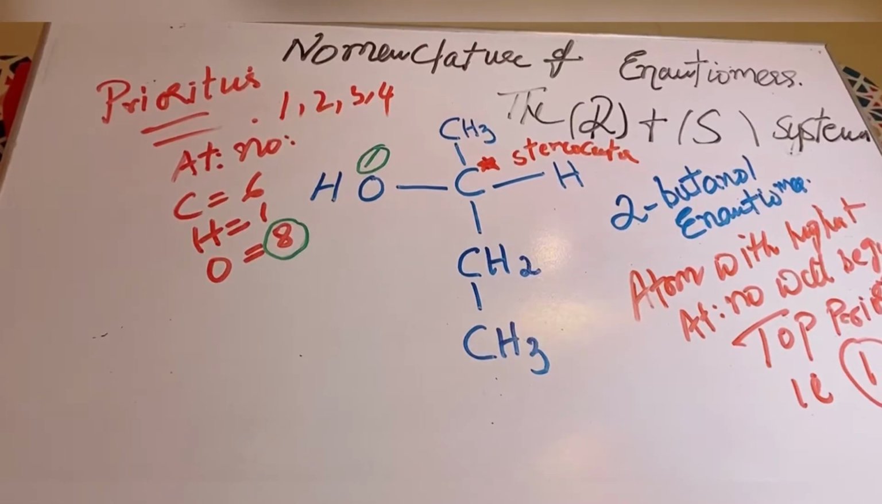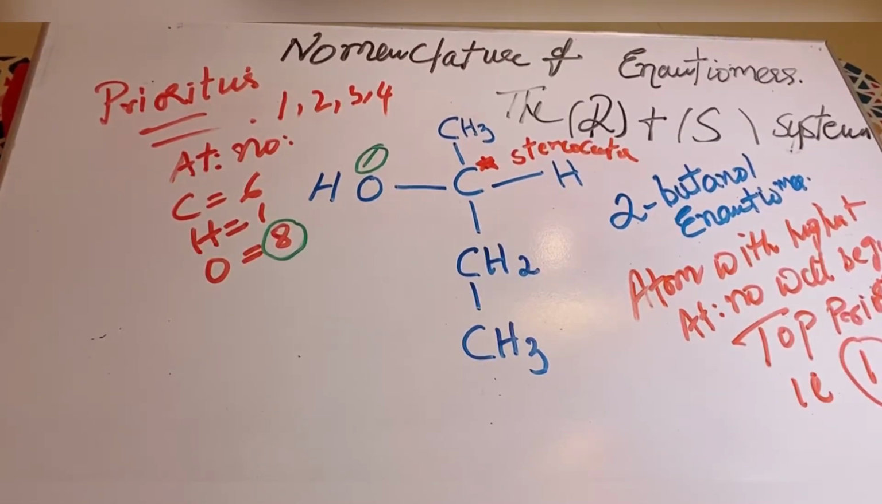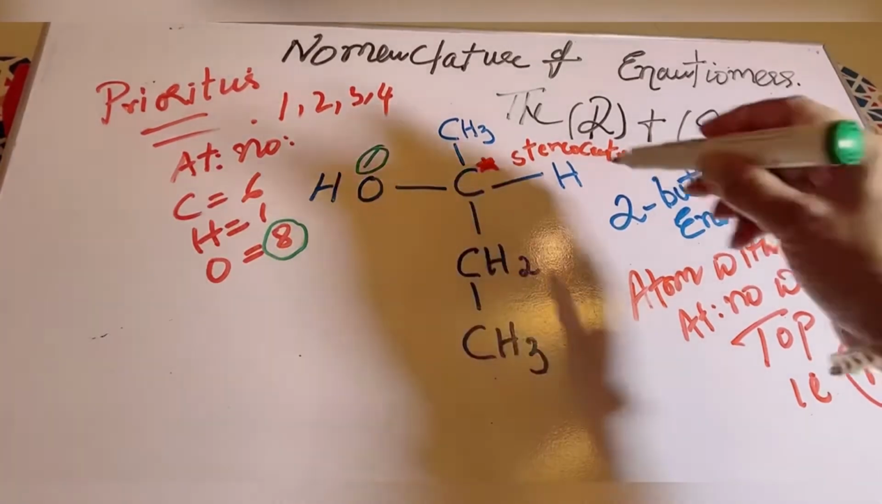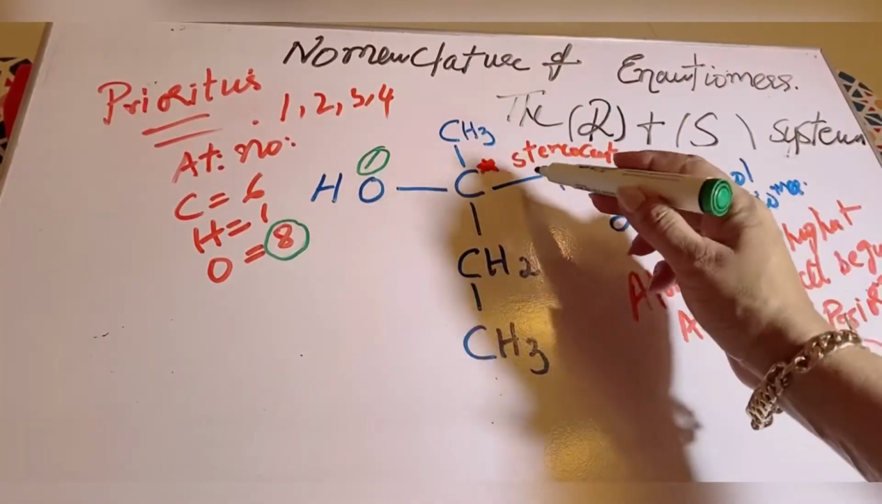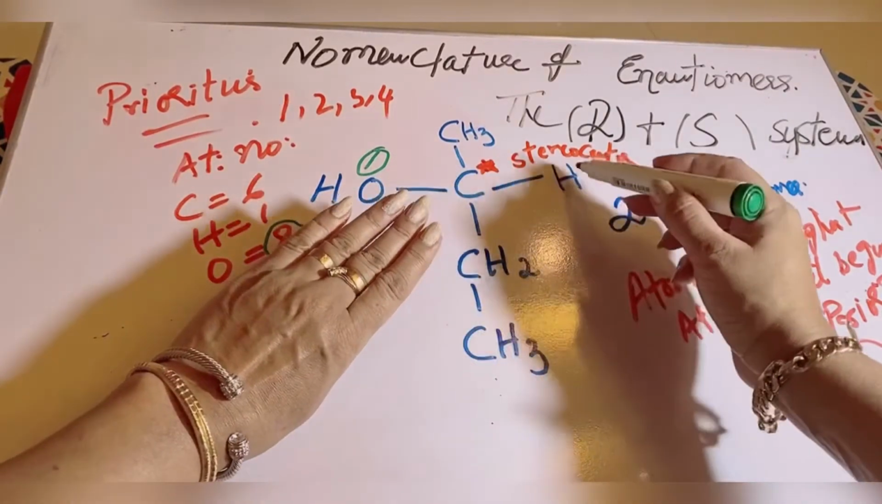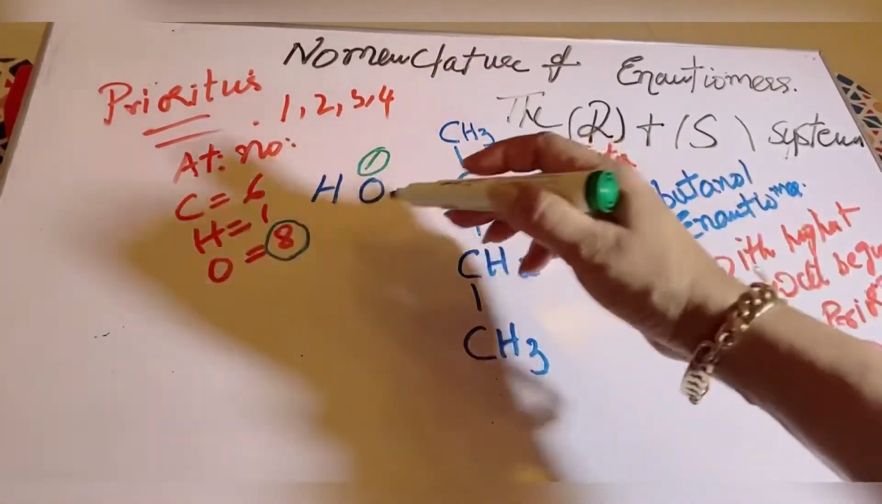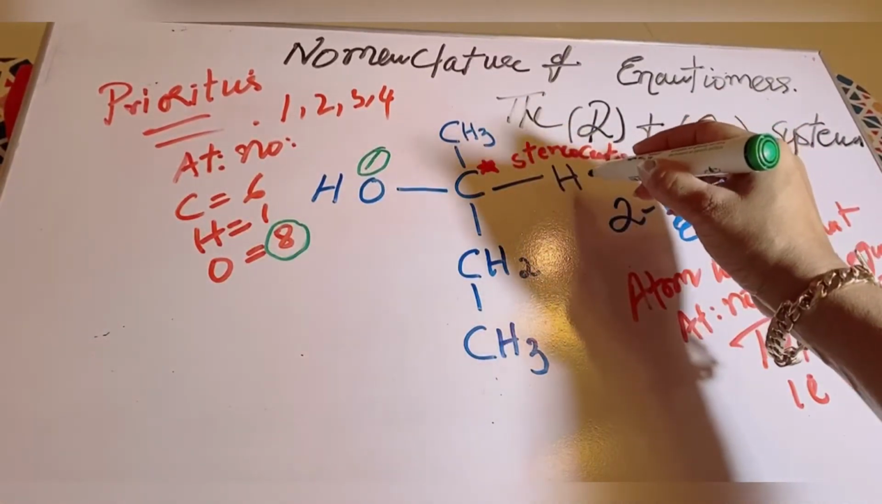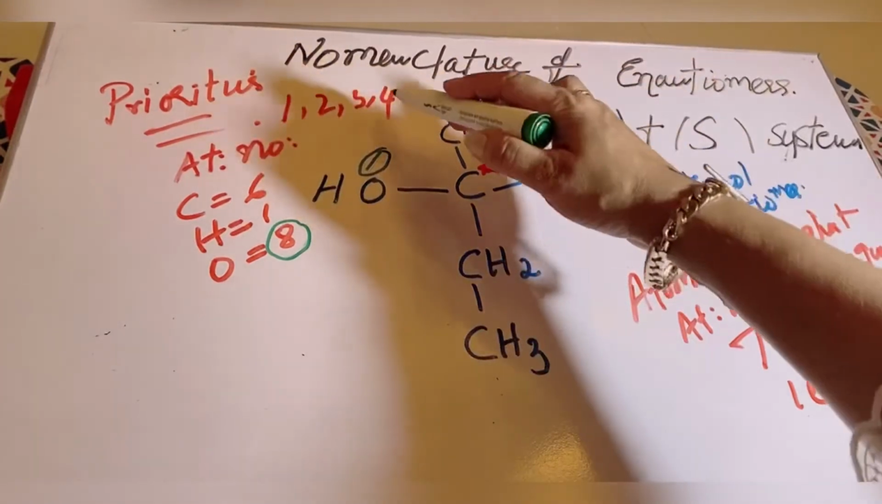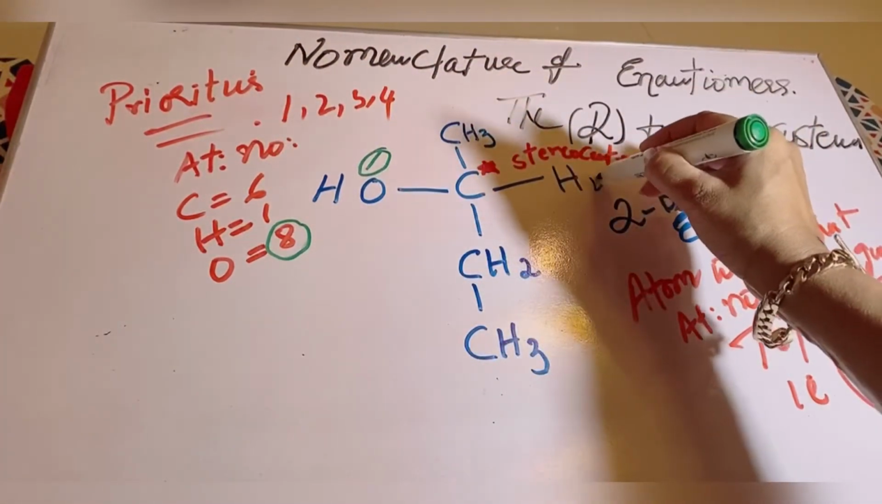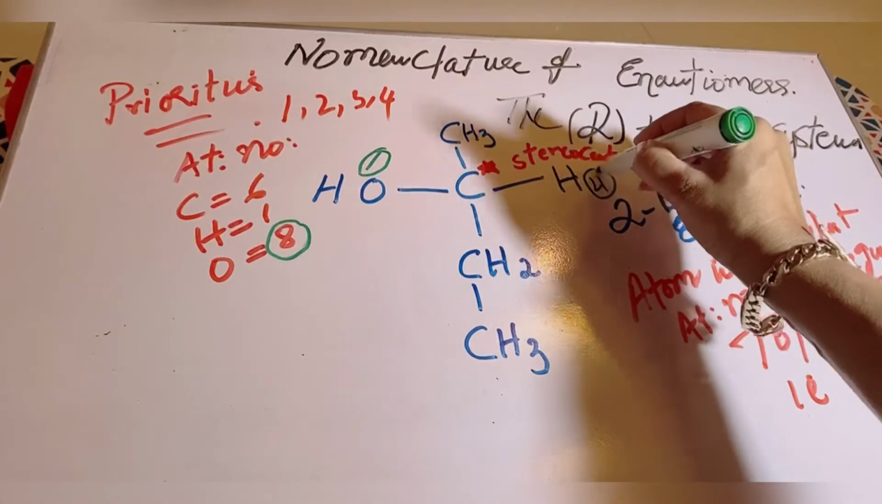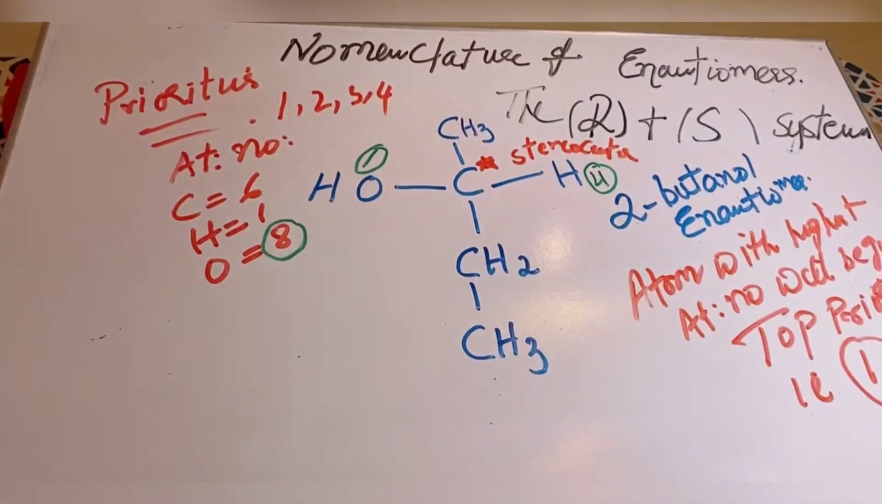So now, as oxygen in our case has the highest priority, we will look for the lowest priority group. Which is the lowest priority group that is directly attached to our carbon atom? Of course, the hydrogen atom here. So hydrogen has 1, right? So we are going to give it 1, 2, 3, 4. So which one? 4th priority. It will be given number 4. This hydrogen will be given number 4.